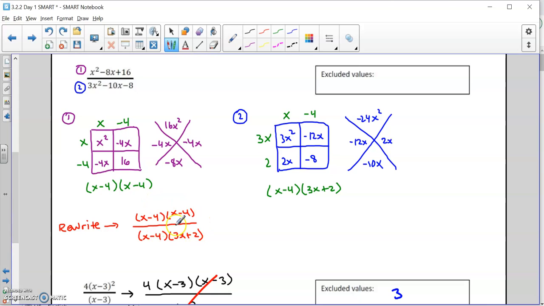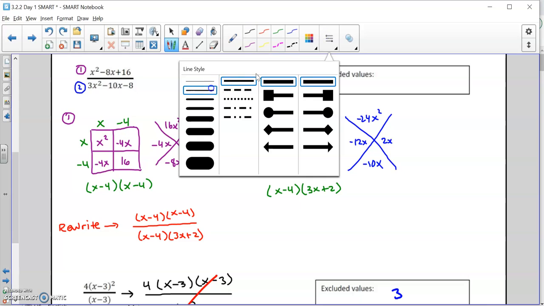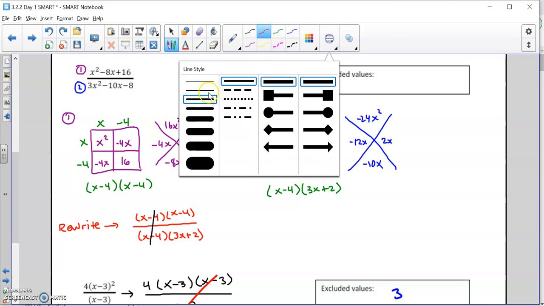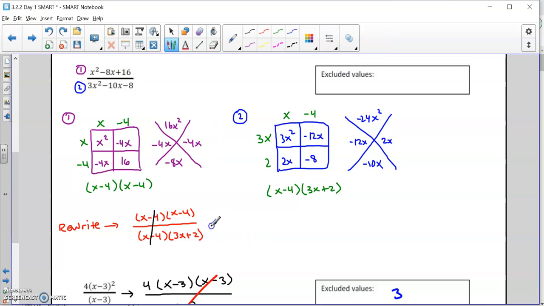Okay, so now that I've rewritten this, I can look at it and see that these x minus 4s can cancel each other now. So my simplified form is going to be x minus 4 over 3x plus 2. This is the simplified answer.